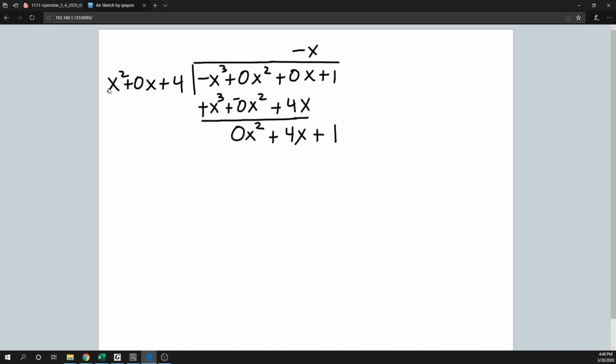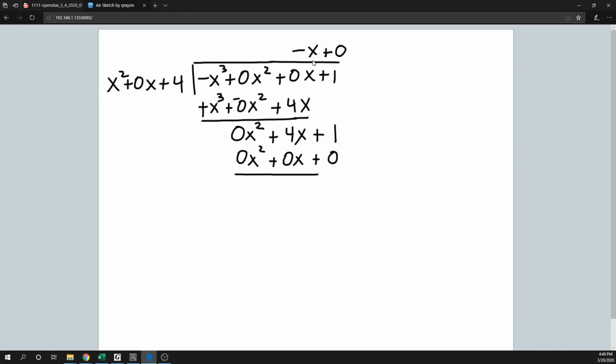So I'd ask myself, what would I multiply x squared by to get 0x squared? And that would be a 0. So I'd write plus 0 on top here. And then 0 times x squared is 0x squared. 0 times 0x is plus 0x. And 0 times 4 is 0. So again, that's one of those weird steps you actually can skip.